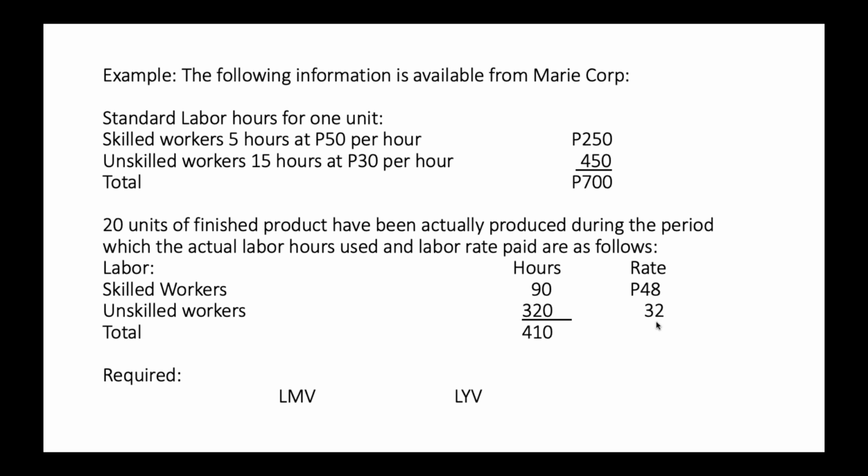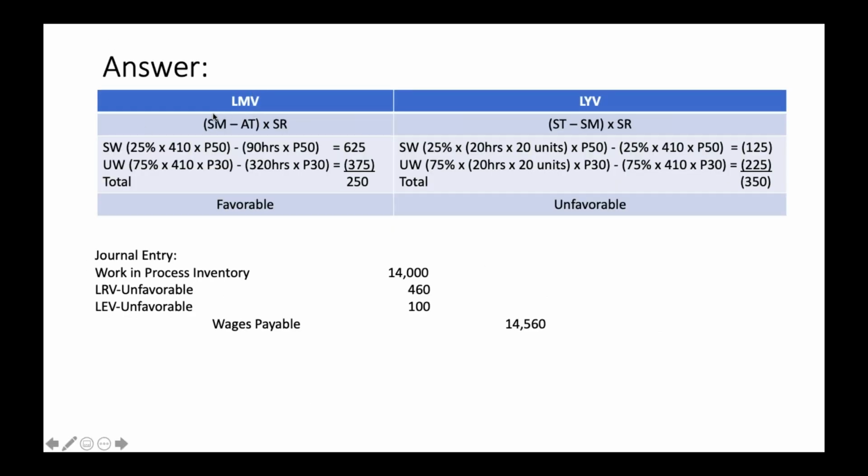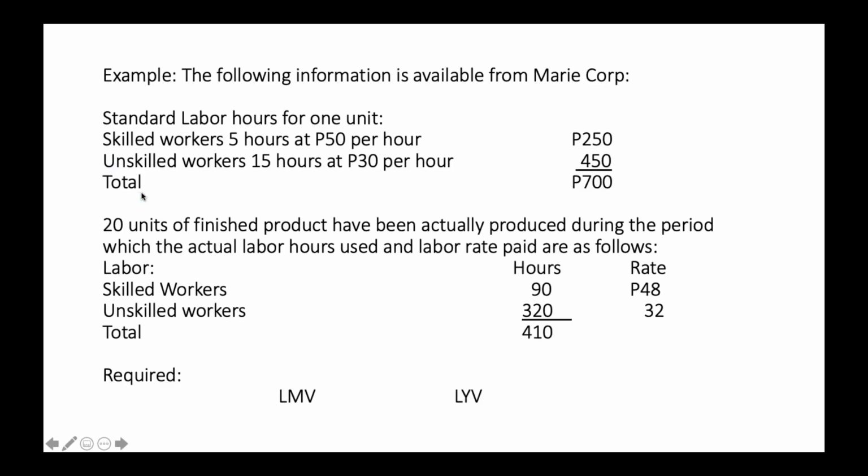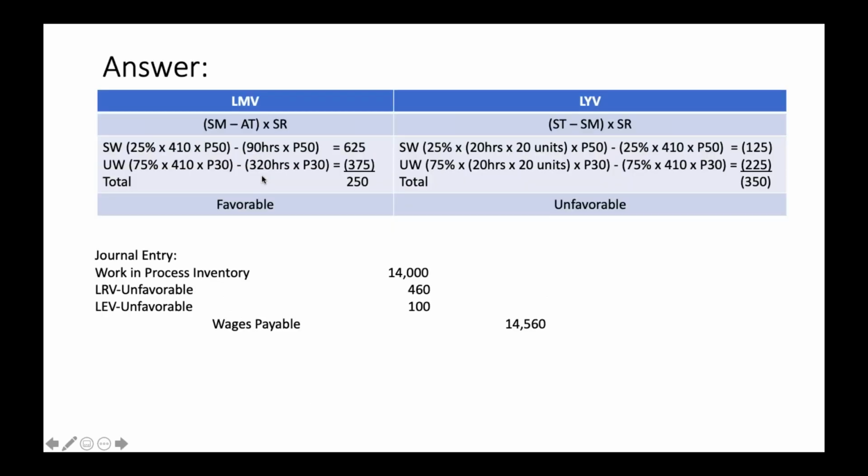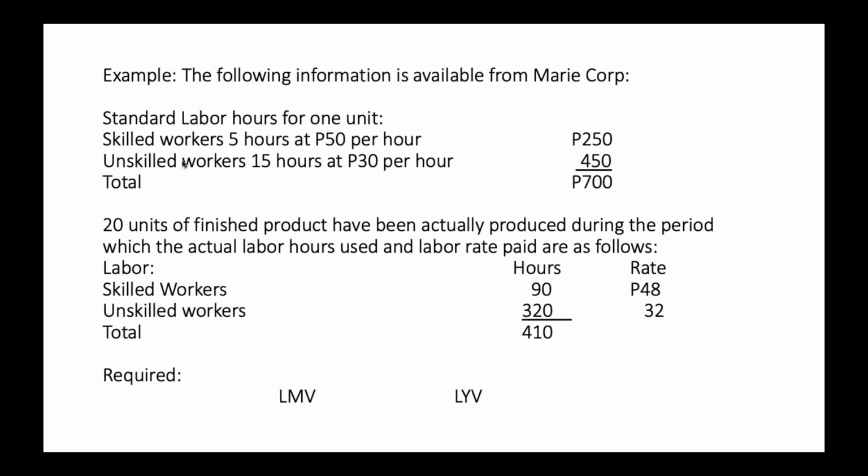Okay, let's now compute for the labor mix and the labor yield variance. Labor mix is standard mix less actual time. Again, where did we get 25 and 75? The mixture of the two, 5 and 15 hours. So this one is 25% and this is 75%. So 25 and 75 multiplied by 410. Where did we get 410?